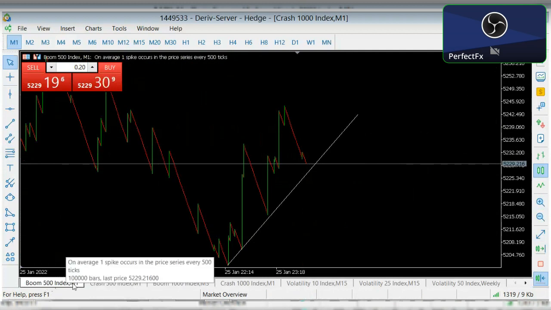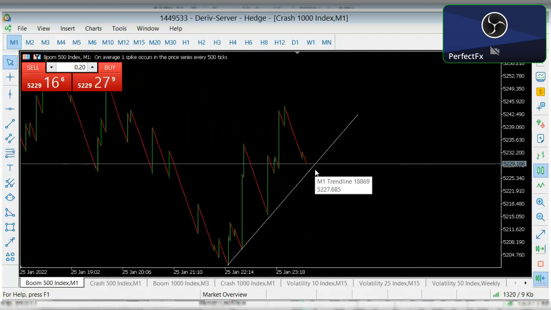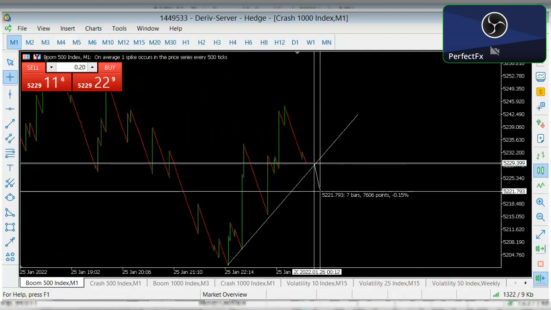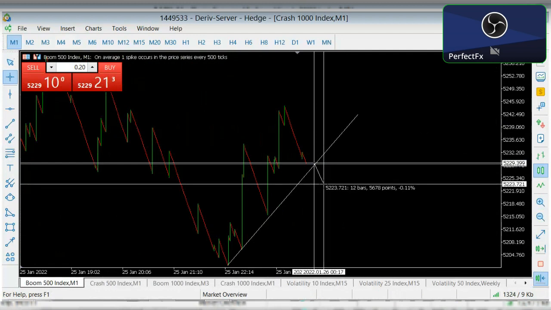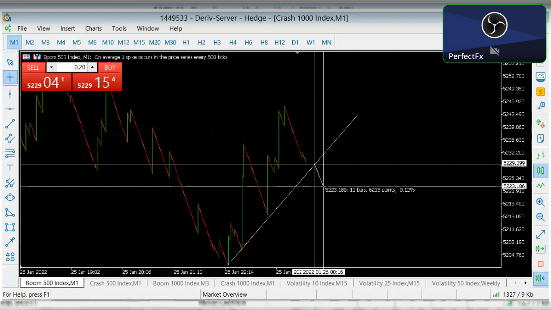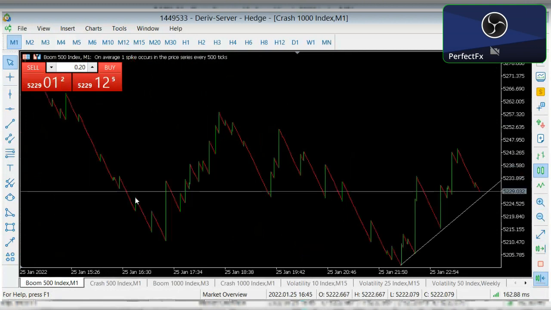On the boom 500 index and the boom 1000 index, what you look out for is 10 candles sell to the downside. Once you see that price has sold to the downside for 10 candles and the spike has not occurred, what you do is exit the market.